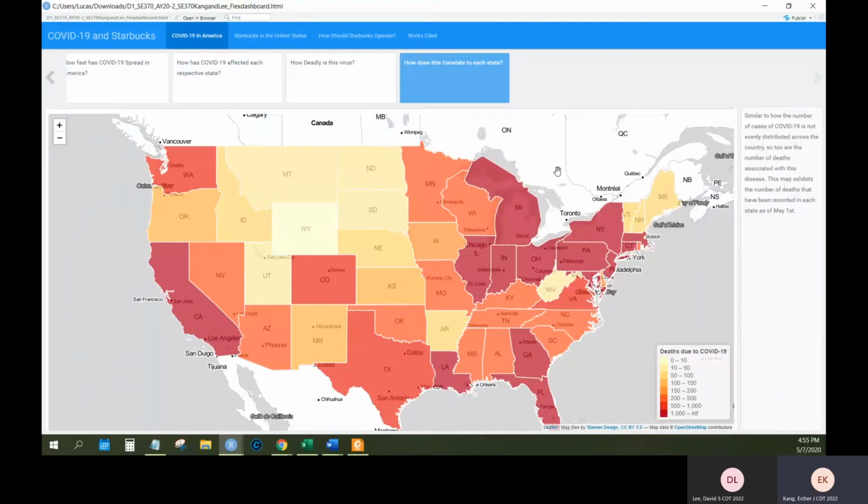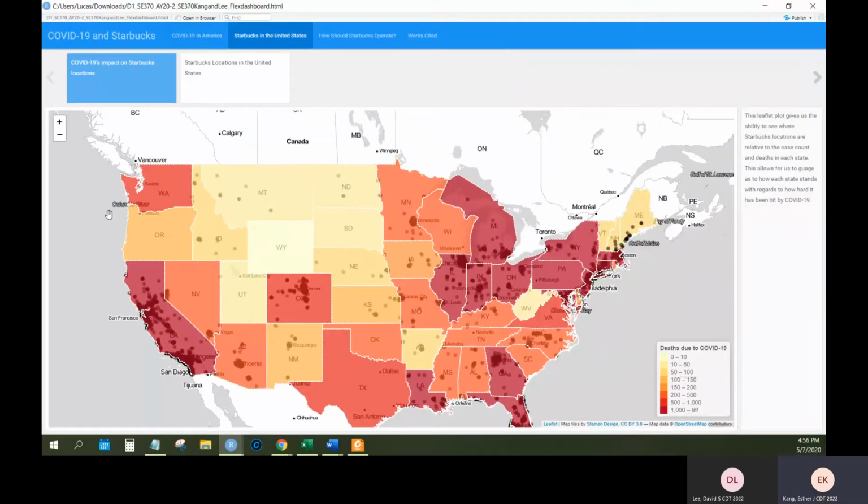meaning they have the highest number of deaths due to coronavirus, while states such as Wyoming and Montana that have a light yellow color or brighter are states that have a low number of cases or low number of deaths due to corona. And Wyoming so far is the state with the lowest number of deaths at 7 deaths.